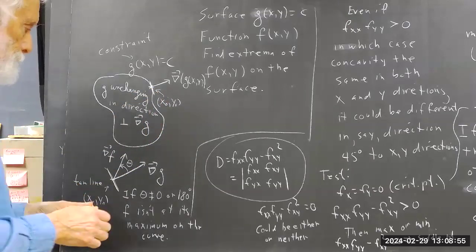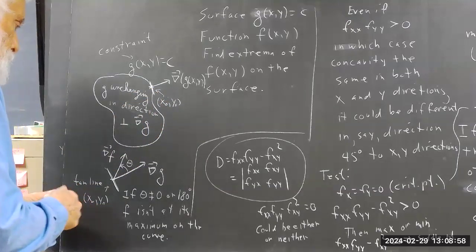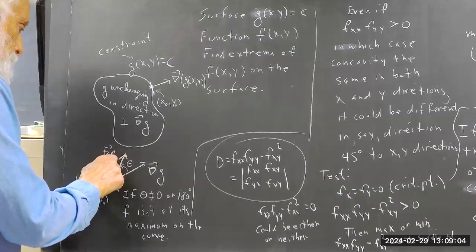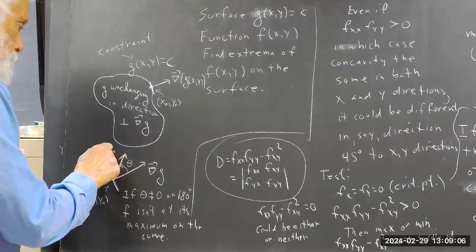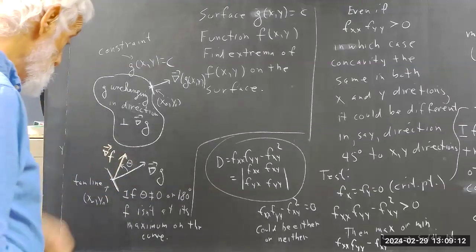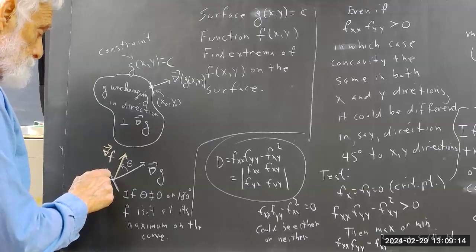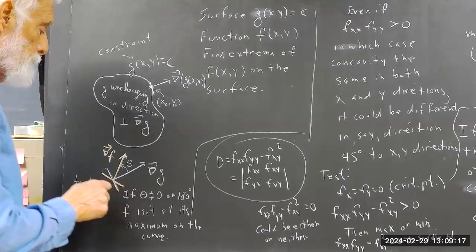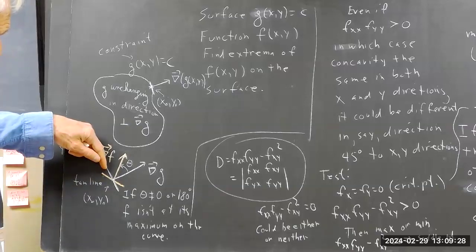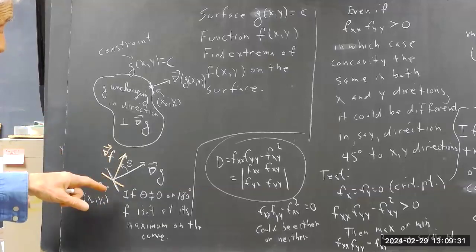Okay, so again, I'm going to use the color here to distinguish what's going on with the f function from what's going on with the g function. So in this direction, the f function isn't changing. Okay. Now, the question is, in the other direction, is that changing or not?